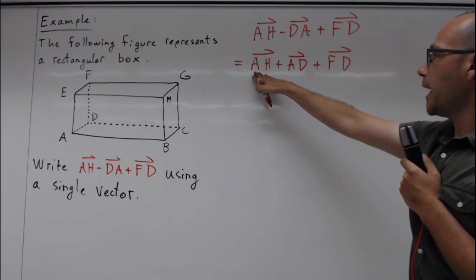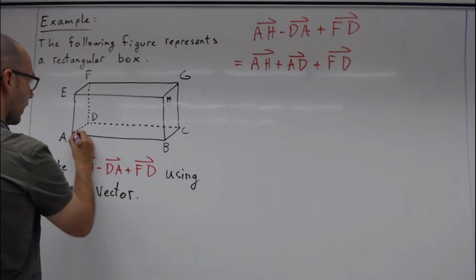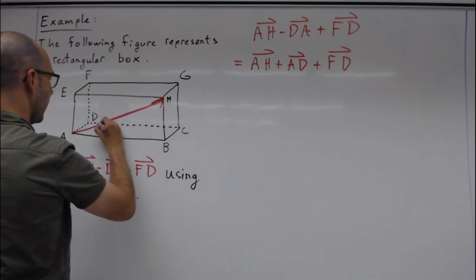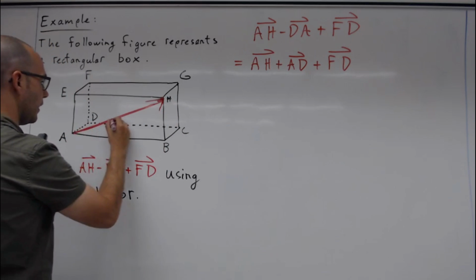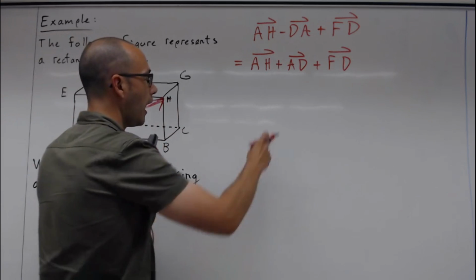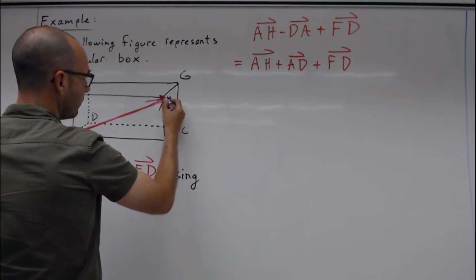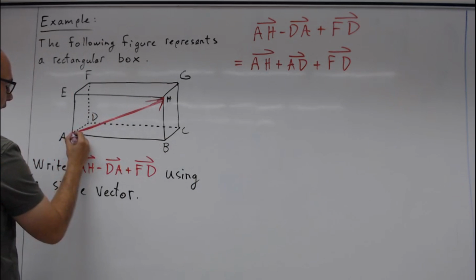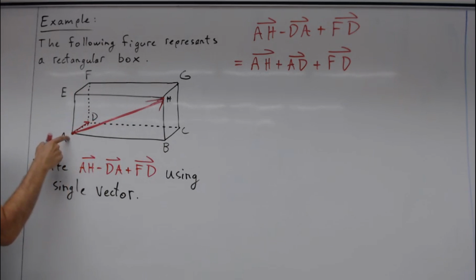Then I'm going to draw the vector AH on my box. So this is a vector that looks like that. It starts from A and goes all the way to H. So this is my AH vector right here. Now I have to add AD to that. I would like to put its origin here, but AD has an origin right here. So this is my AD vector.